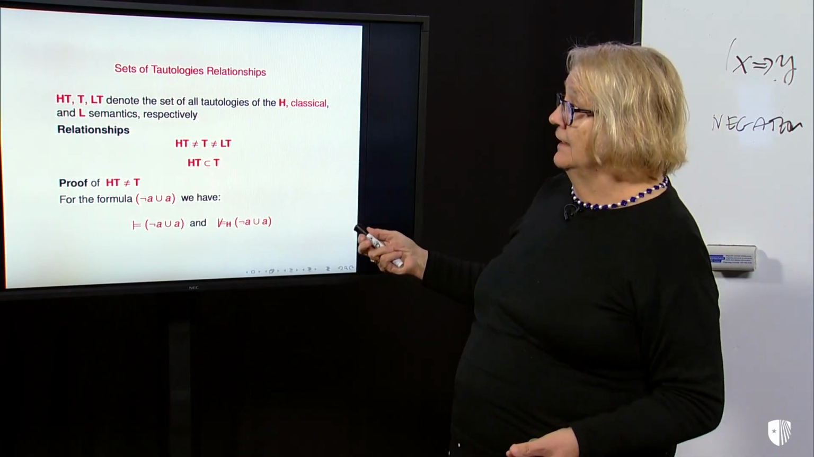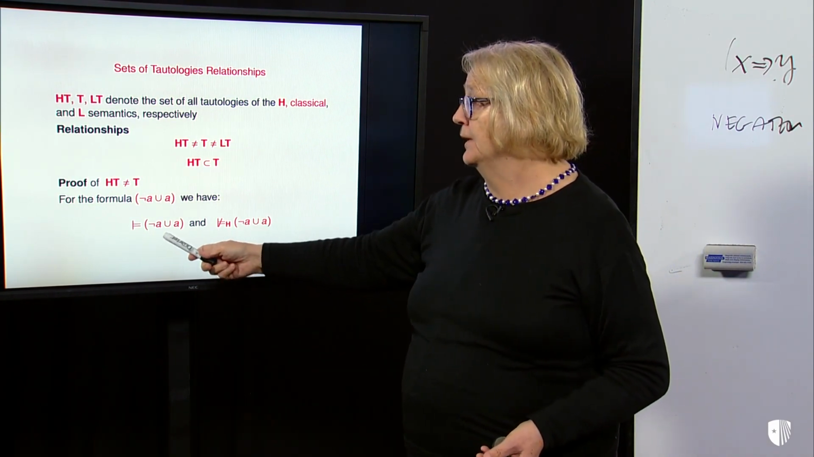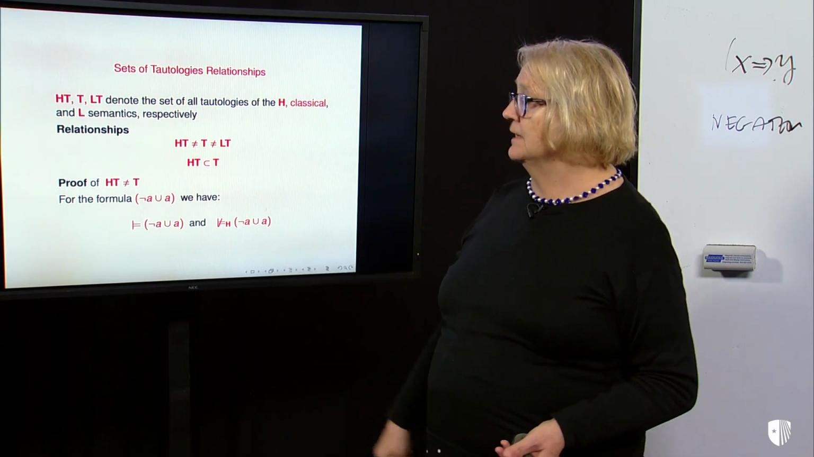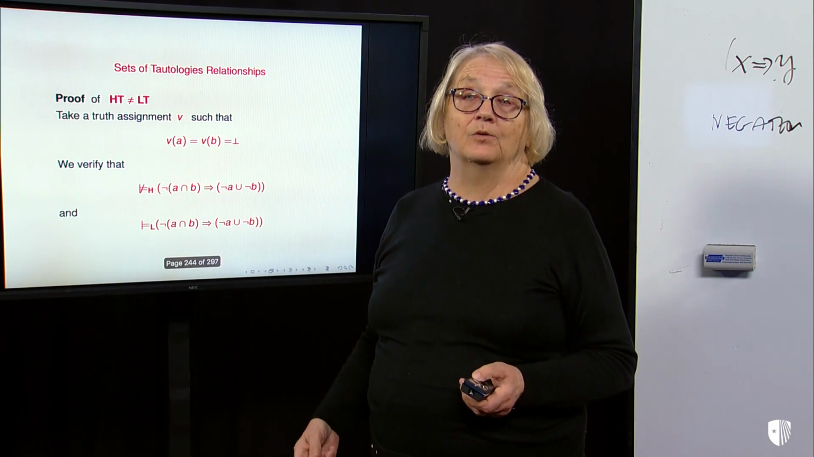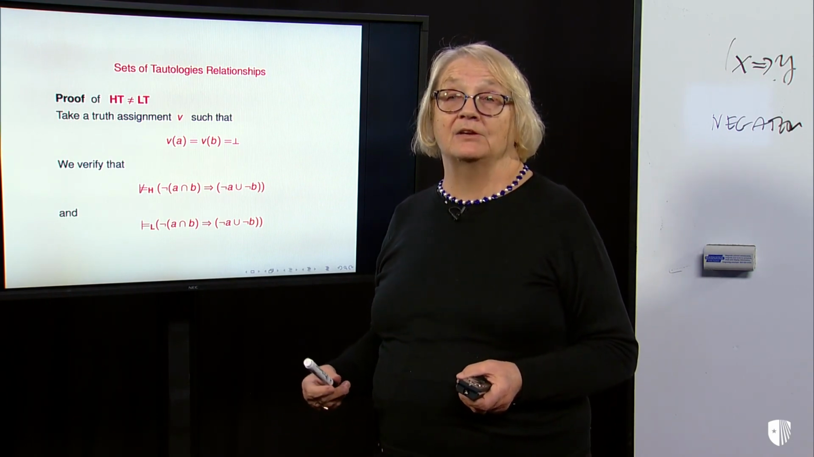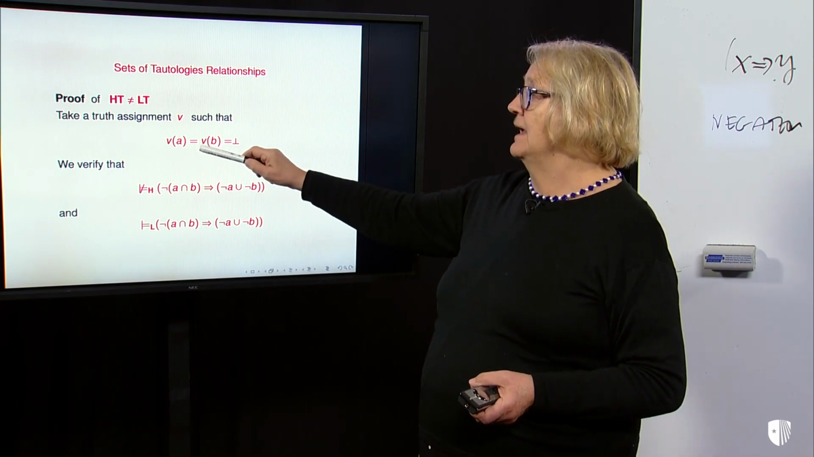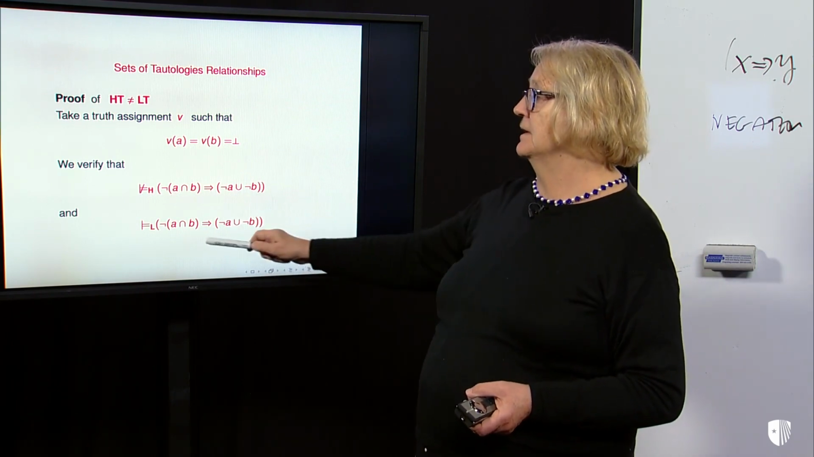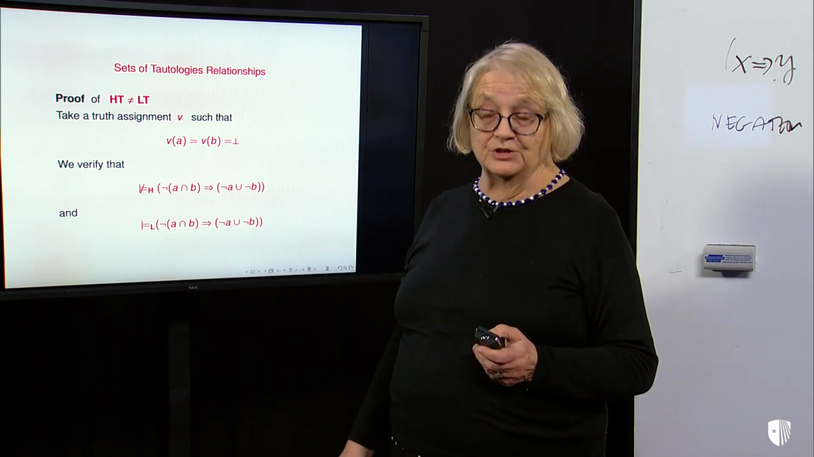How is the relationship? They're all different because, for example, we have that A or not A is not a Heyting tautology and is a classical tautology. And you have that Heyting is different than Łukasiewicz, because if you have A and B unknown, this is not Heyting, and this is a classical Łukasiewicz tautology.